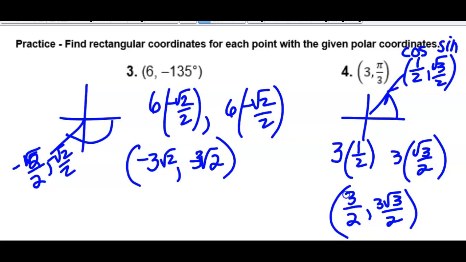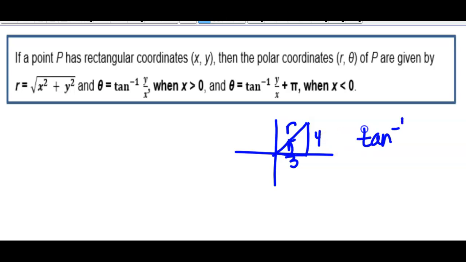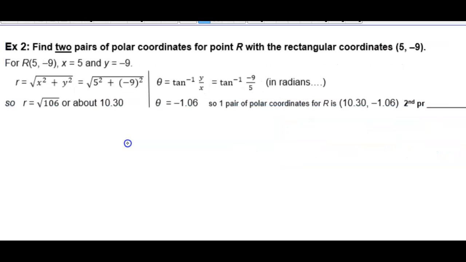Now we've got to go the other direction. If we have the xy, okay, so we know we went over 3 and up 4. To find the r, we're going to use Pythagorean theorem. And to find the angle that we rotated, just like in vectors, we're going to use inverse tangent. Okay, now I think they give us a weird one first.